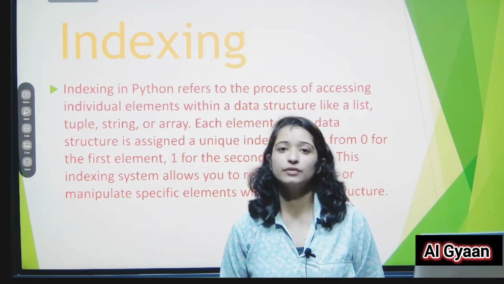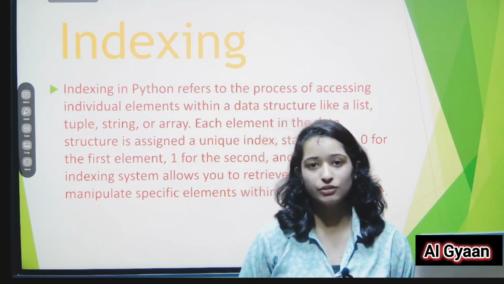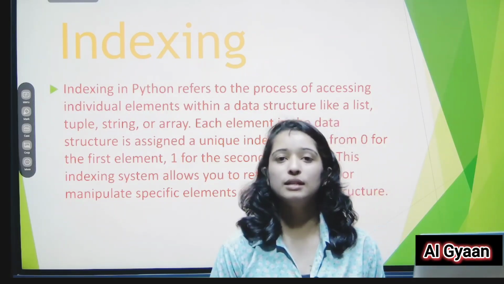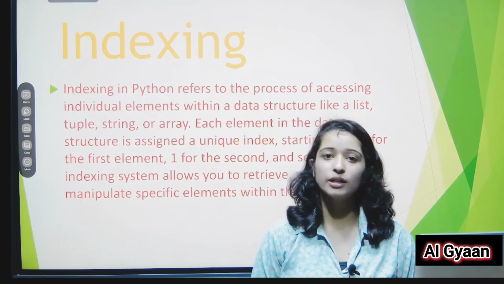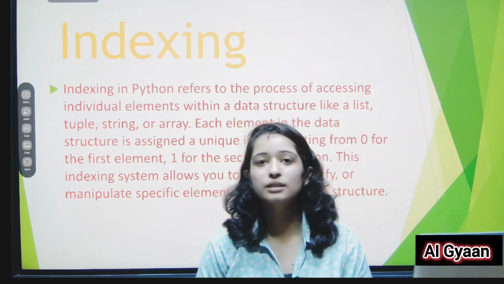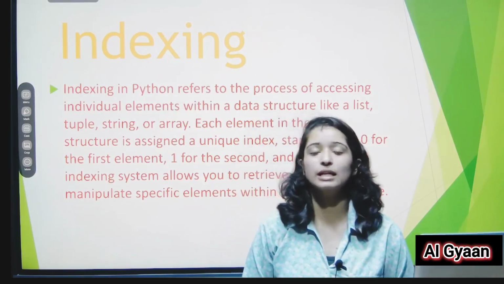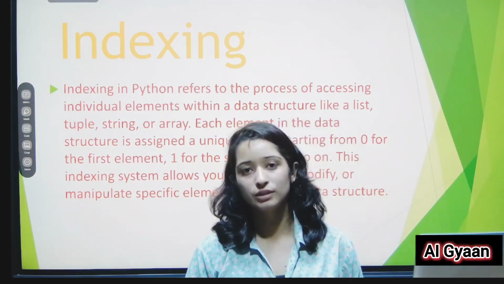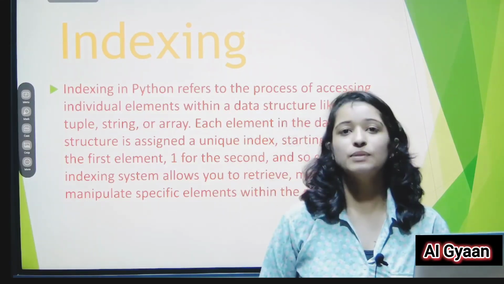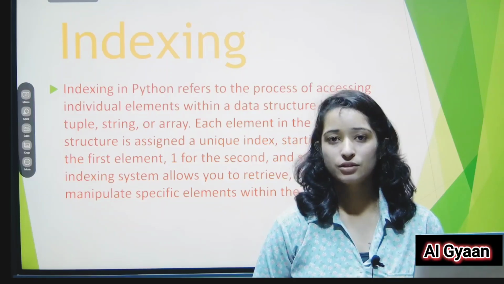Indexing in Python refers to the process of accessing elements in data structures, for example list, tuple, string. In the data structure, each element is assigned a unique index value which starts from 0 for the first element and 1 for the second element and so on. It helps us to modify or manipulate specific elements within the data structure.